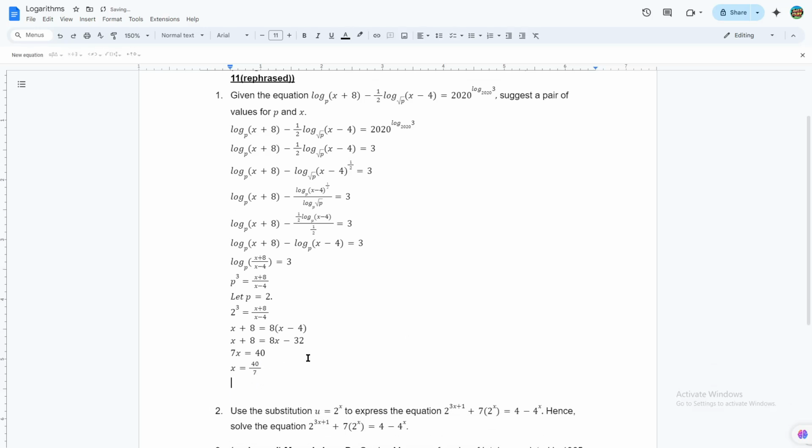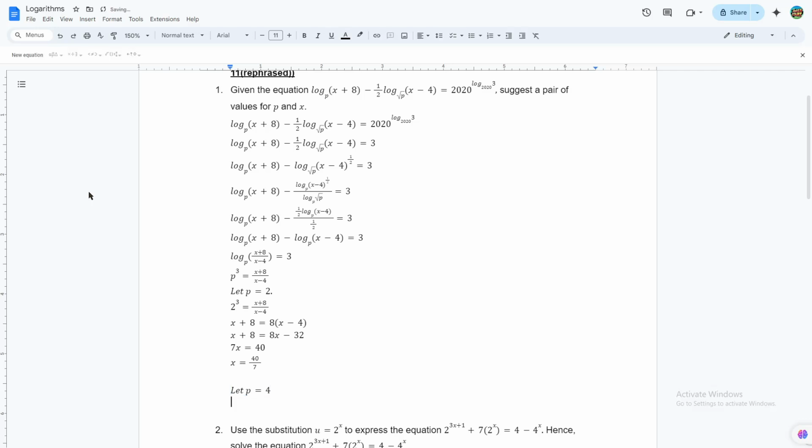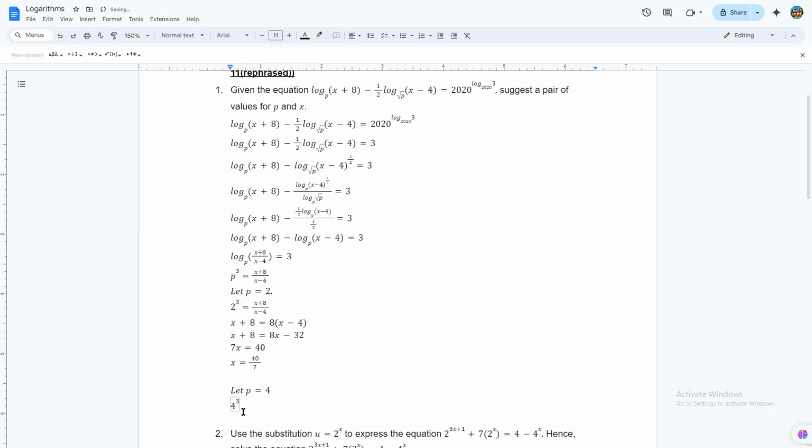Okay, how about if we let p be another number? Let's say let p be 4. So we sub p into this equation. So 4 to the power of 3 equals (x plus 8) over (x minus 4).